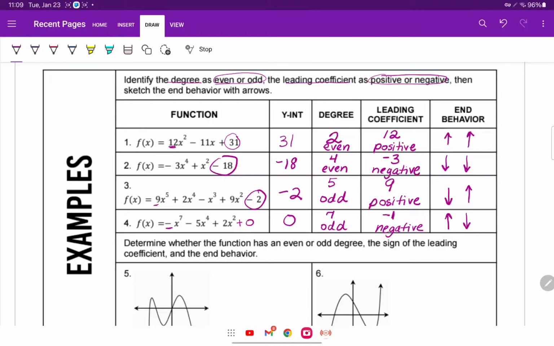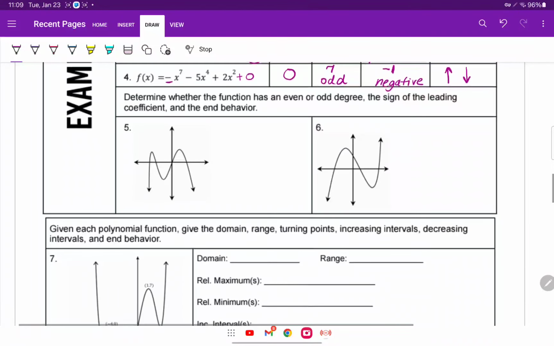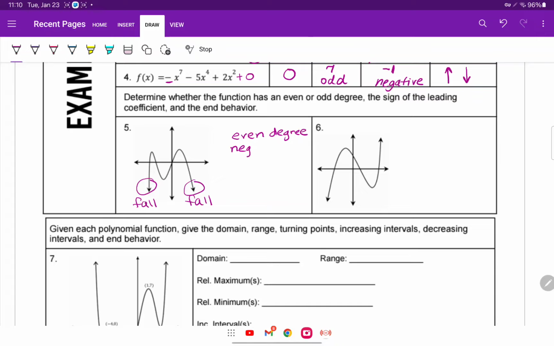All right, so now let's actually look at a graph and look at their end behavior from the graph, and then determine what its degree is, even or odd, and then decide if our leading coefficient is positive or negative. End behavior is what the arrows are doing on the left and on the right. So on the left, this is falling. On the right, it's falling. So if we have fall on the left and fall on the right, that means we're working with an even degree and a negative leading coefficient. I'm going to write LC for leading coefficient.